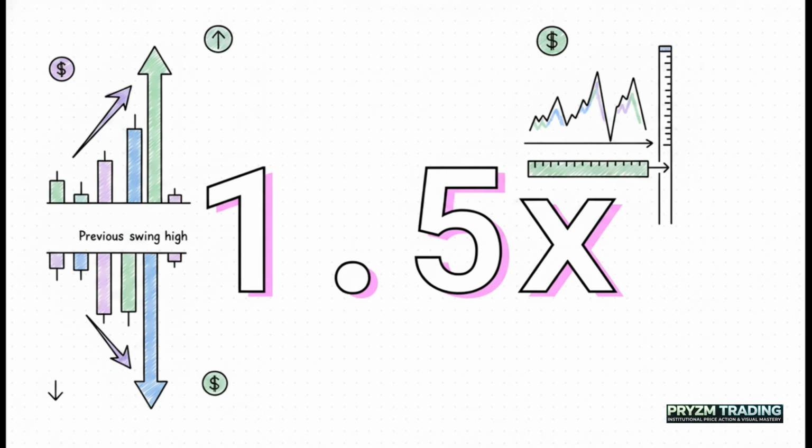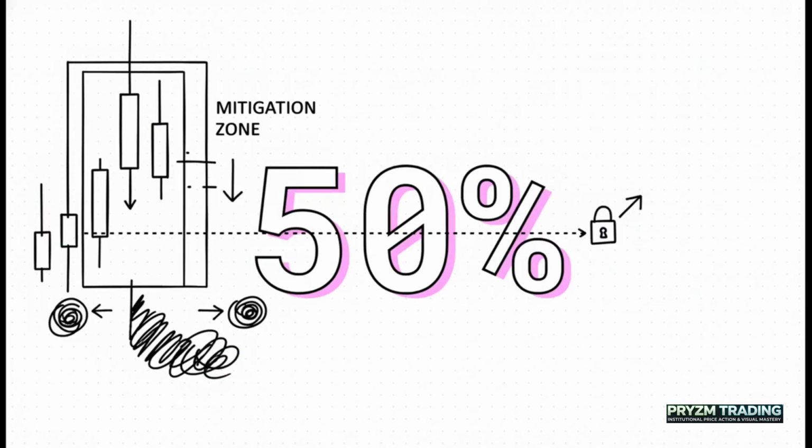Now, for Rules 2 and 3, we define the mitigation zone very strictly, from the open of the lowest bearish candle all the way down to its absolute lowest wick.